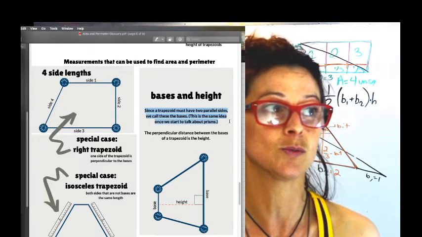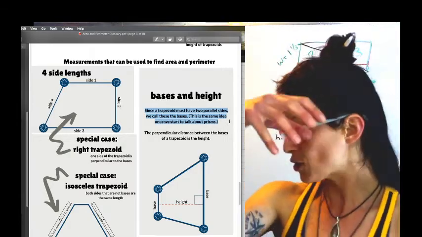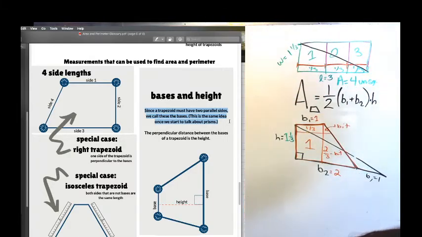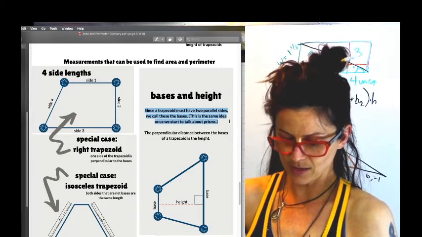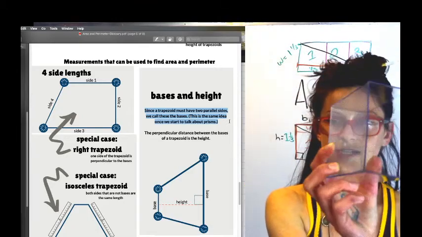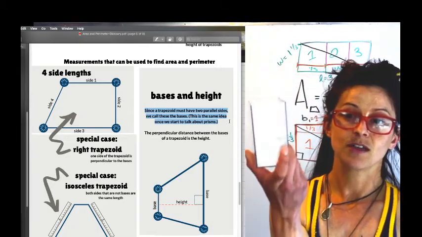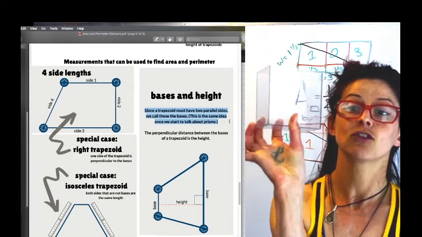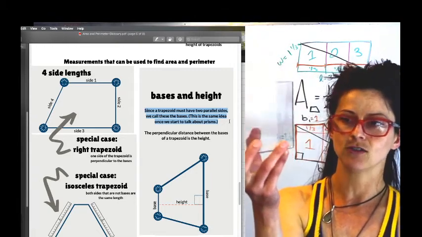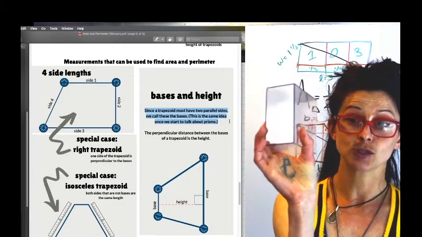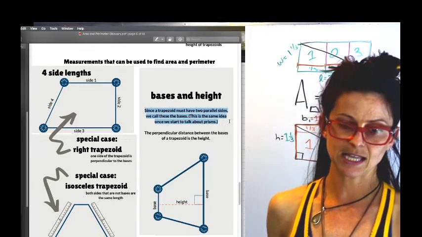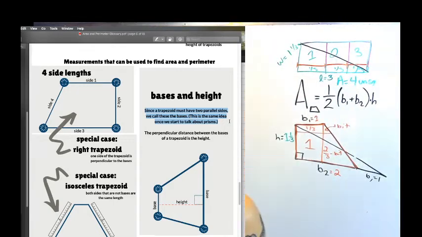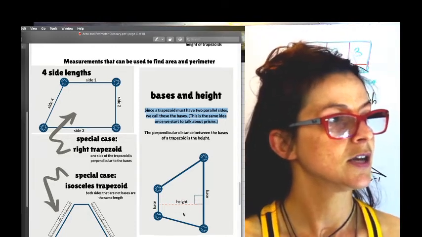This is the same idea once we start to talk about prisms. So when you go into 3 dimensions, you're going to be using the language of base and height again. A 3-dimensional object can be measured in capacity or volume by, again, finding 3 measurements that meet all at right angles. So you consider this the large base, the base of the rectangle, times the height of the prism to get the volume. So we'll see that later on. But for now, we're just staying in 2 dimensions.